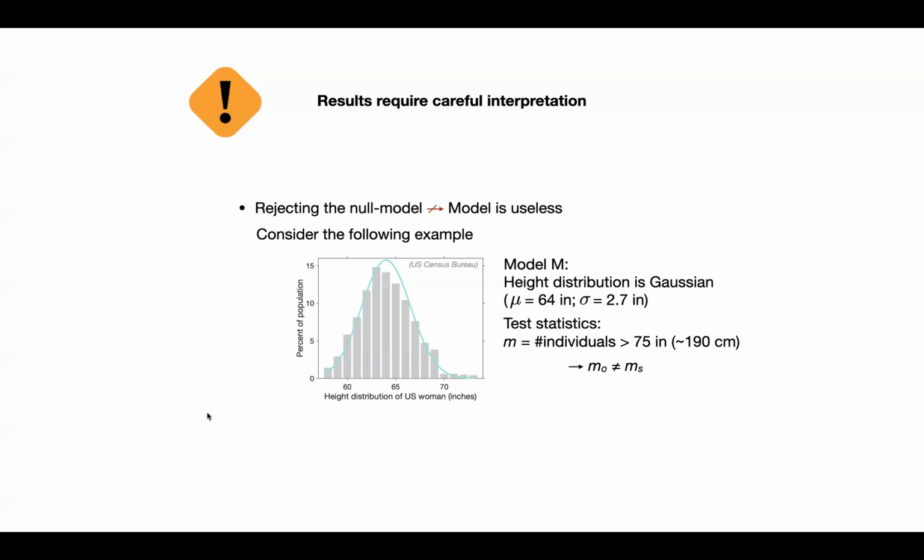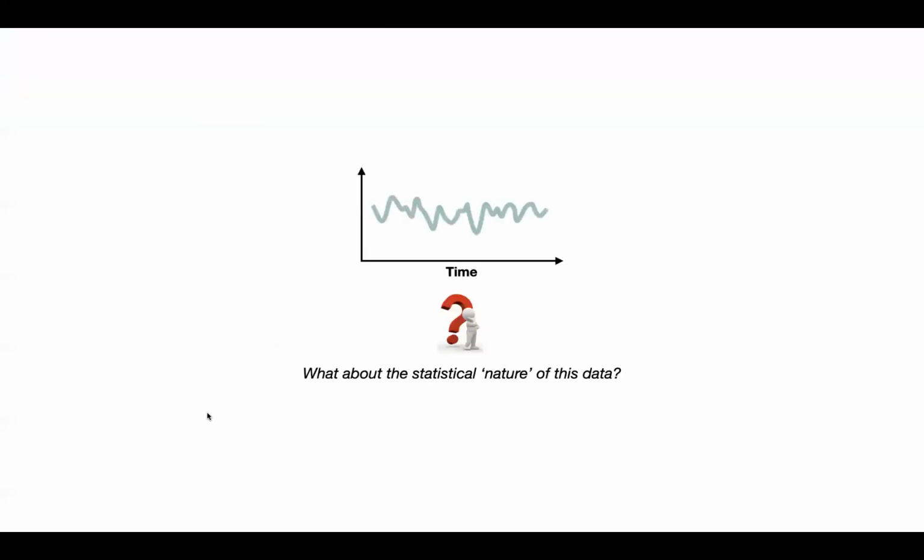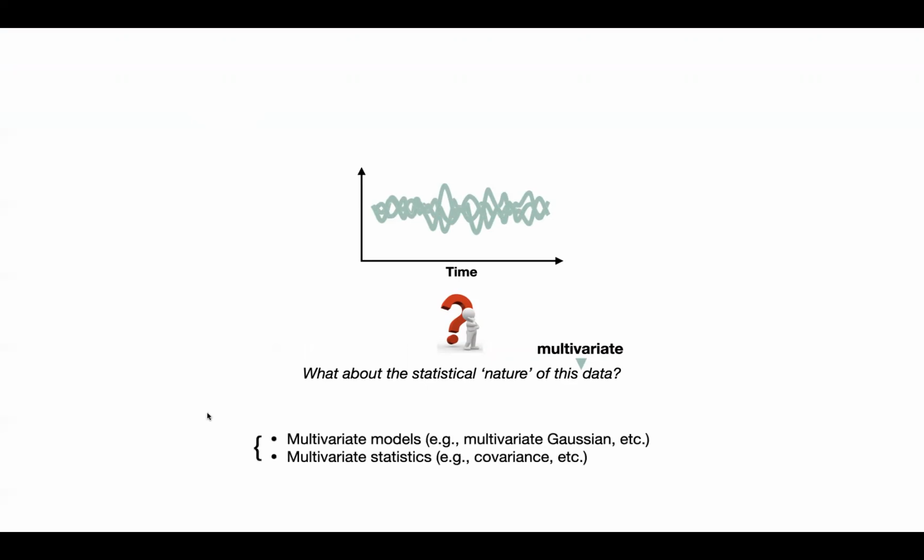Okay, let's now move to the second part of the theoretical presentation, which is on null models that are adequate for fMRI time series. What is the difference between a typical fMRI time series dataset and the previous case? Well, the main difference is that fMRI time series are multivariate, and that's a crucial thing that needs to be accounted for when defining null models in our applications. So we'll have to define multivariate models, but also multivariate statistics to test between original and surrogate data.